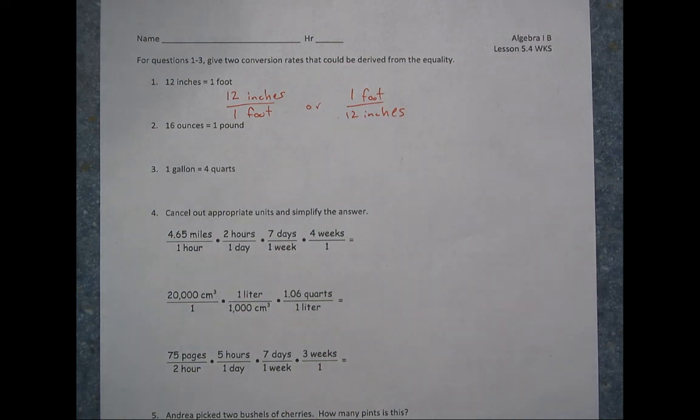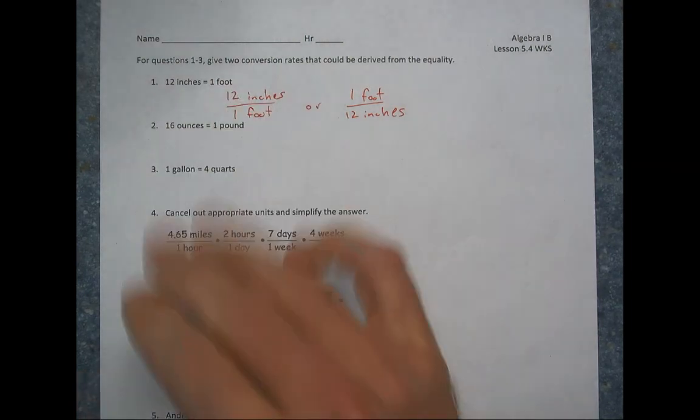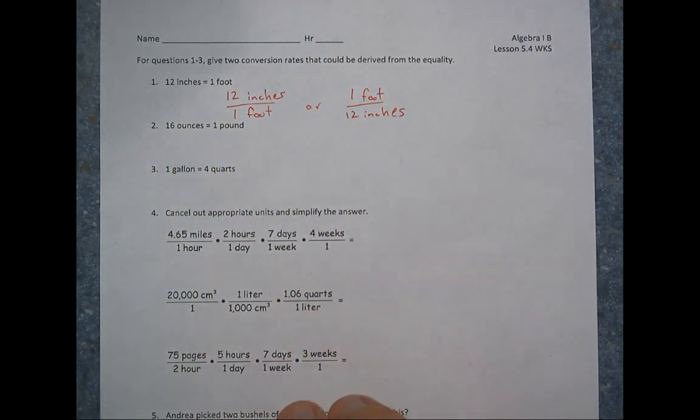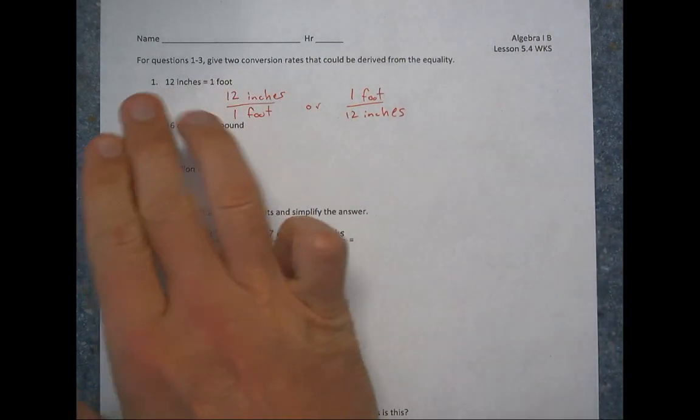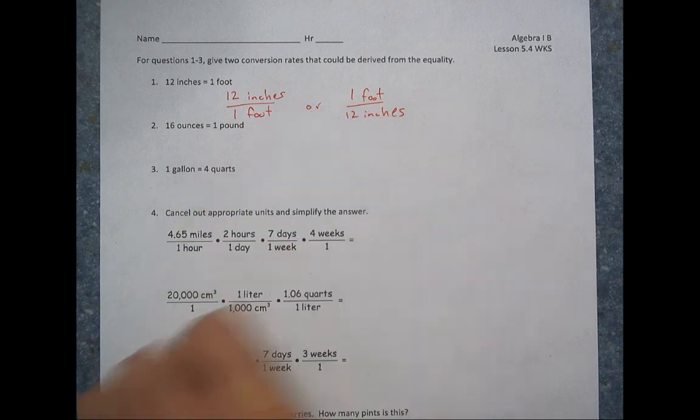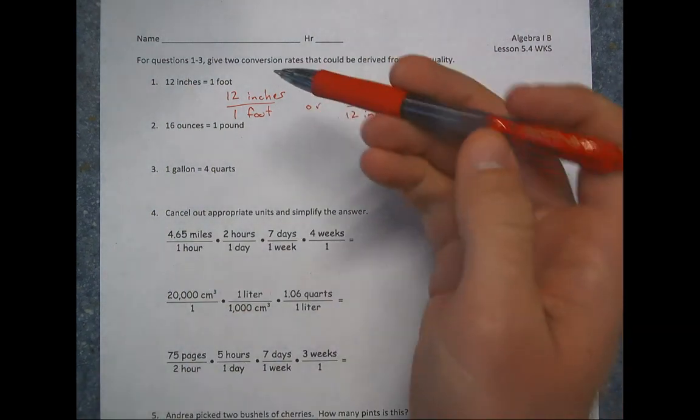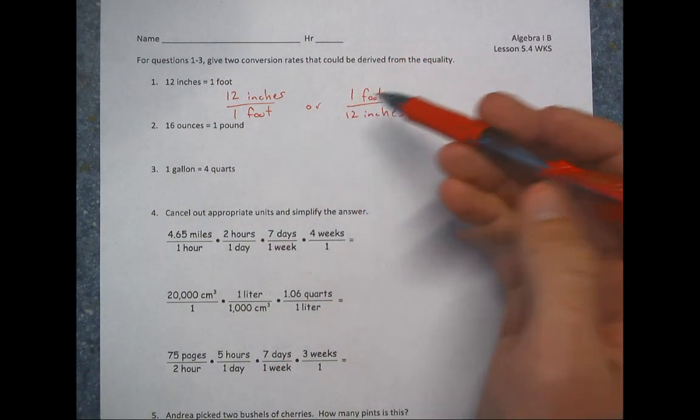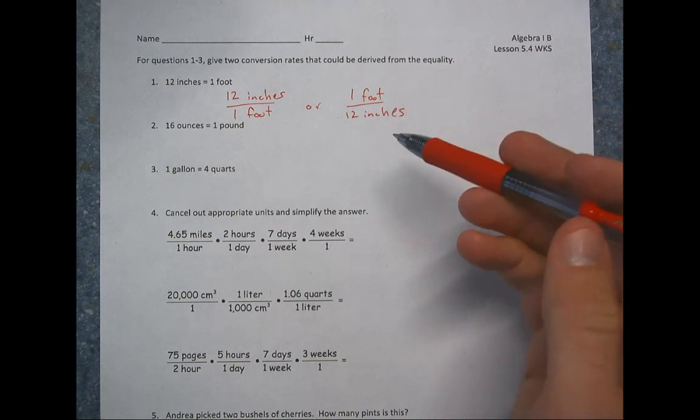So we're looking at the 5.4 worksheet, looking at our conversion rates. Every single rate can be expressed two different ways. For 1, 2, and 3, we're going to give two conversion rates that can be derived from the equality. So 12 inches is equal to 1 foot. You can write it two different ways. You can say 12 inches compared to 1 foot, or 1 foot compared to 12 inches.